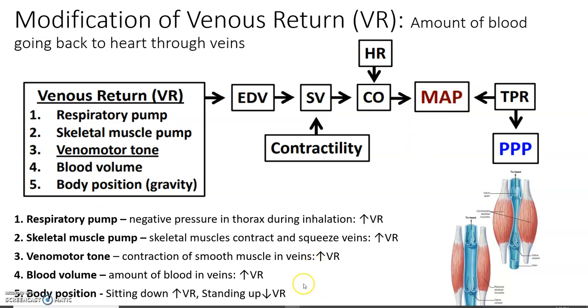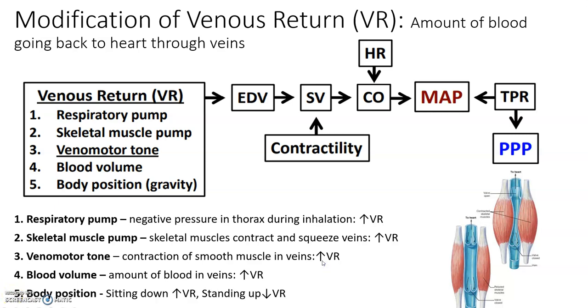And then the last is body position. So this is actually measuring the effect of gravity. If you've ever stood up too fast and got lightheaded, then you know what's going on here. But basically, if you stand up quickly, then that decreases venous return. And then once you sit down abruptly, that can increase venous return.